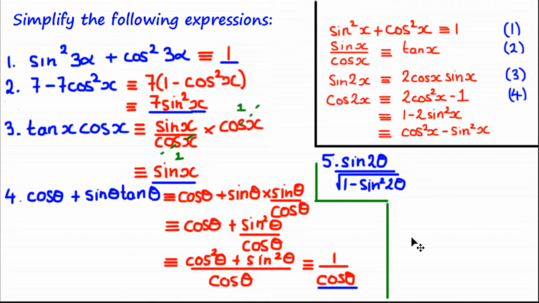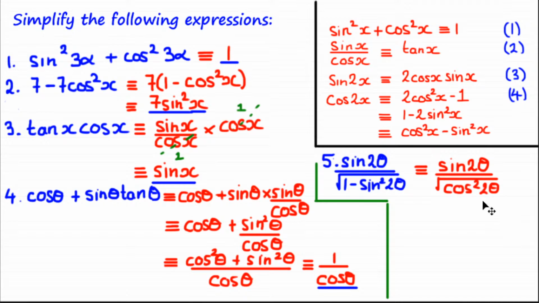The denominator can be rewritten using equation 1. Remember, it doesn't matter what the argument is. Here it's 2 theta, and equation 1 is x. It really doesn't matter, it's just an arbitrary variable. So using equation 1, we can rewrite the denominator as the square root of cos squared 2 theta.